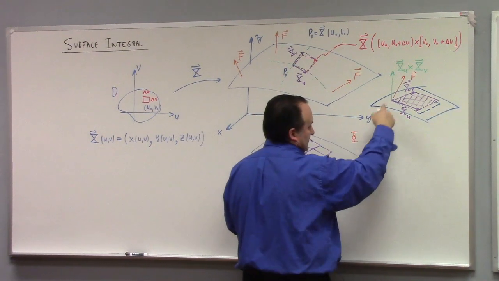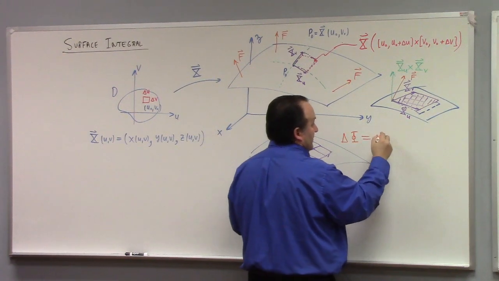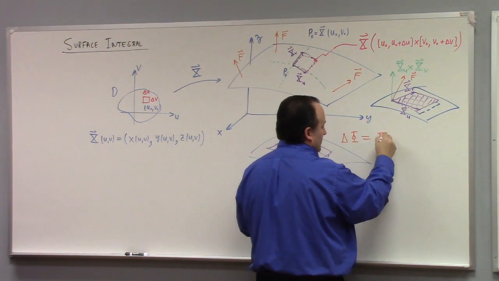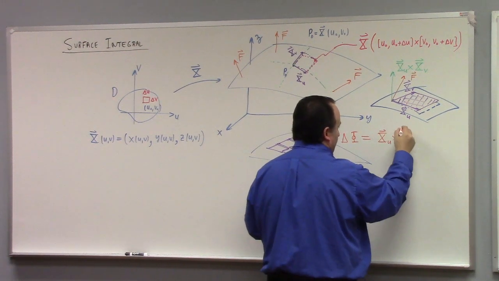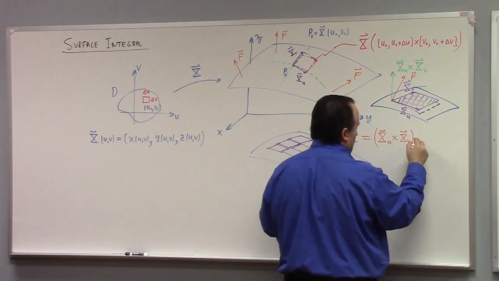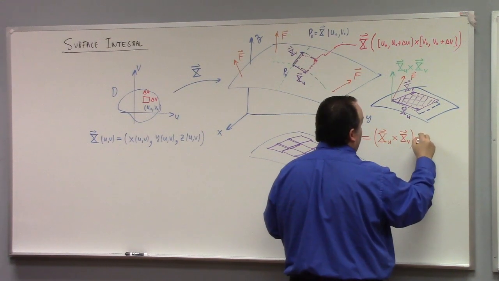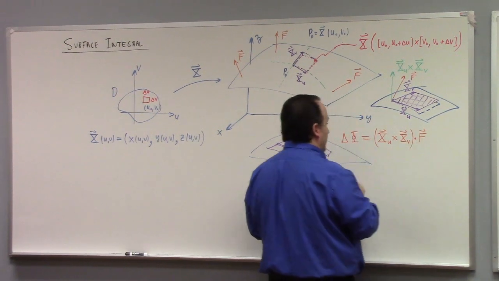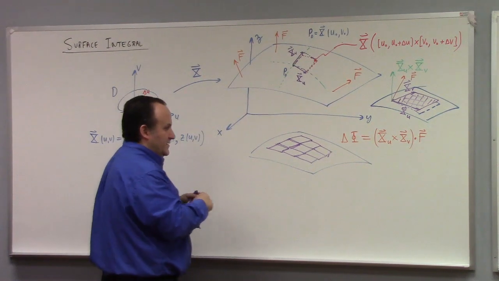the flux through just this little patch here, which I could call a little bit of flux, it would be xu cross xv, that dot product with the force, right? My bad. I'm sorry.